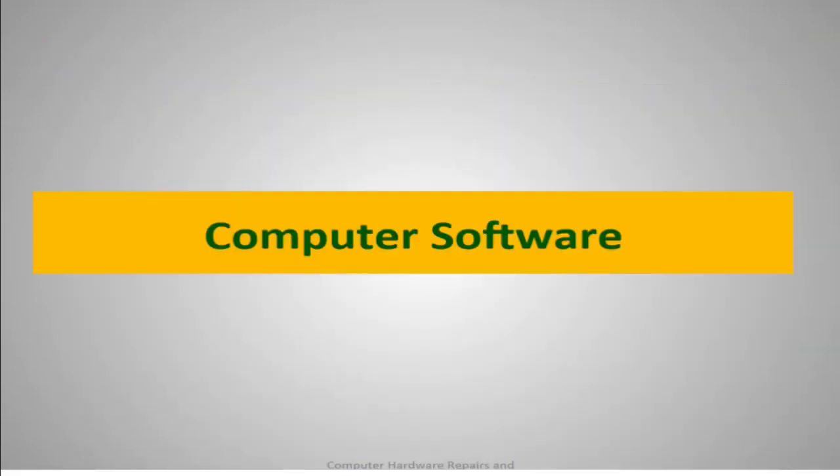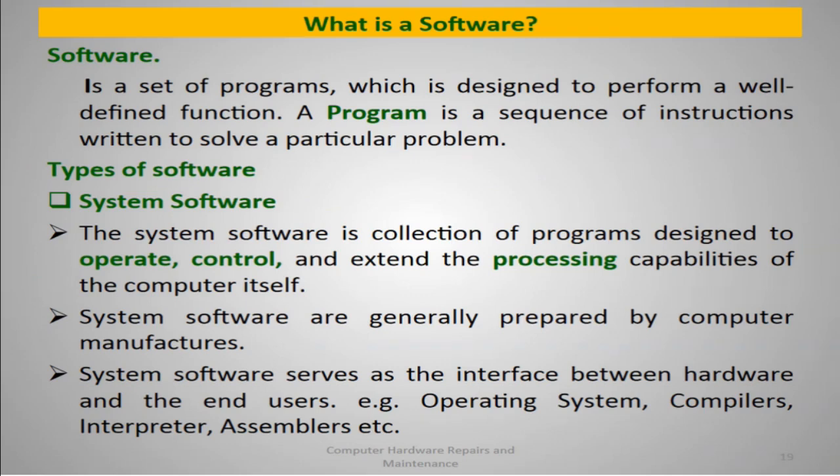So let's now move to the computer software, which is the main thing we are after here. Now, this is telling us, can you read the first paragraph there? Everybody, 1, 2, go. Software is a set of programs which is designed to perform a well-defined function. The program is a sequence of instructions to solve a particular problem.